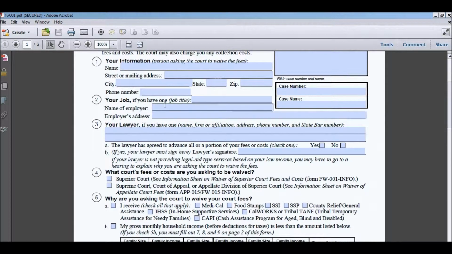So number 2 here, if you have a job, put down your job title, the employer's name, the employer's address. The courts just kind of want to know whether or not you are employed. If you're not employed, put down unemployed. If you're in school, put that down.